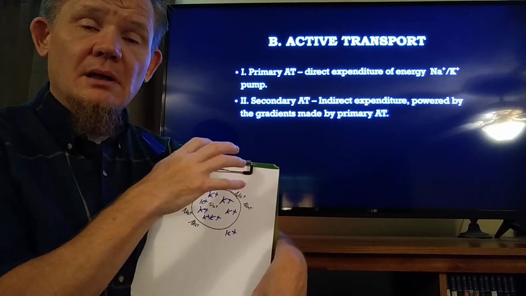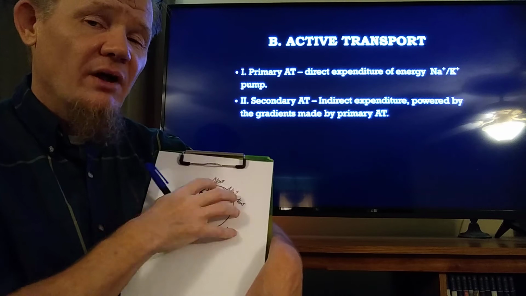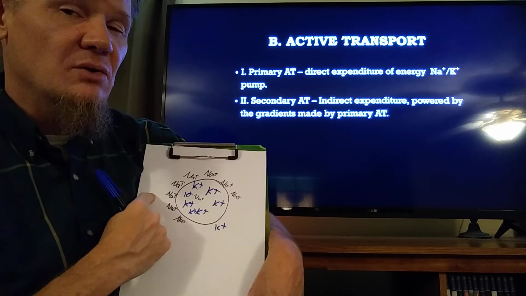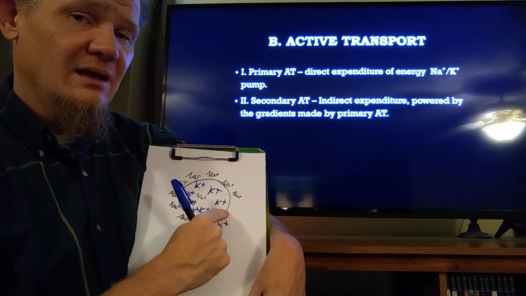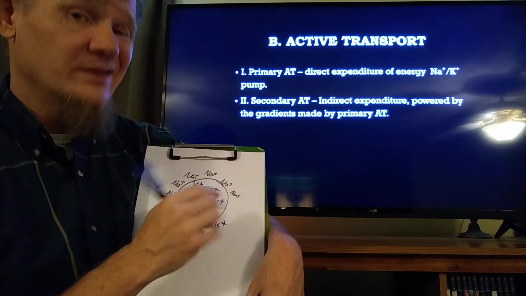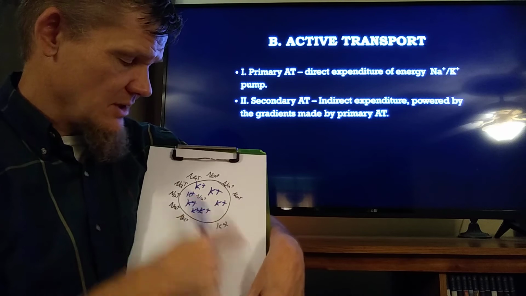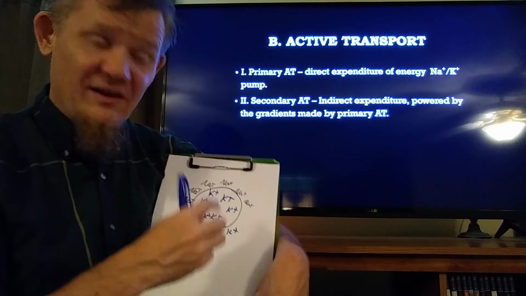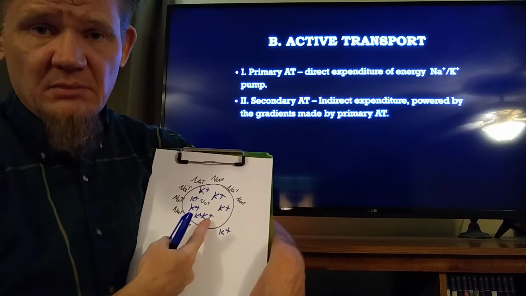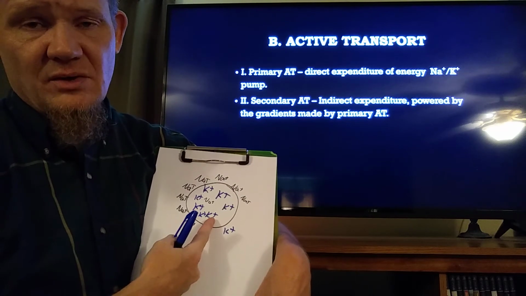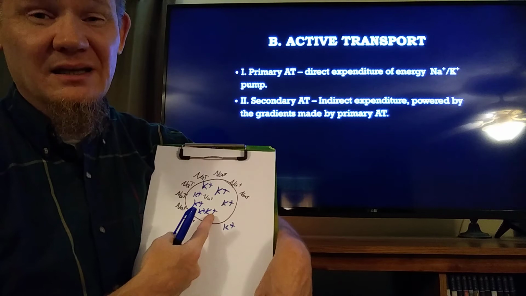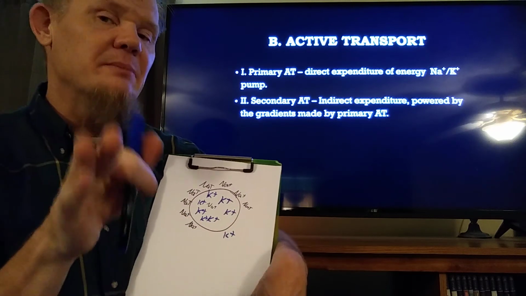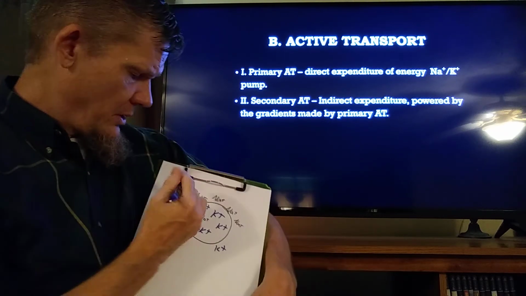And the pump, you have to actively spend energy to run this pump, because which way does the sodium want to go? The sodium wants to go back in. Which way does the potassium want to go? The potassium wants to go out. And the only reason why they're in this condition here is because the pump put them there. The pump forced the sodiums out when they wanted in, and the pump forced the potassiums in when they wanted out. This is primary active transport.